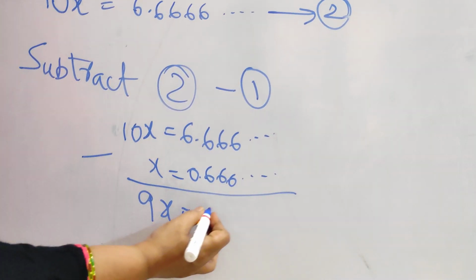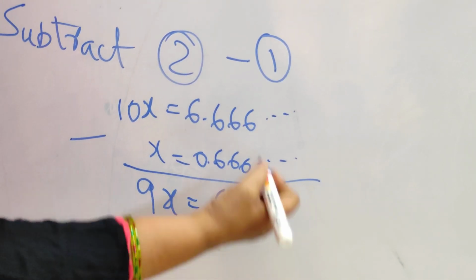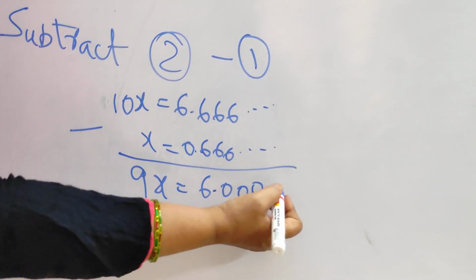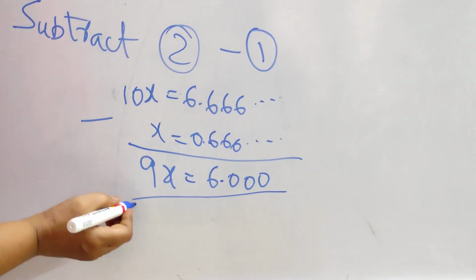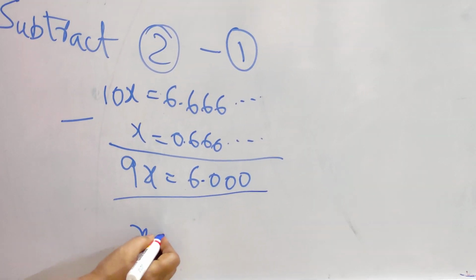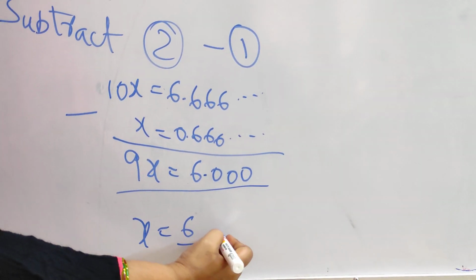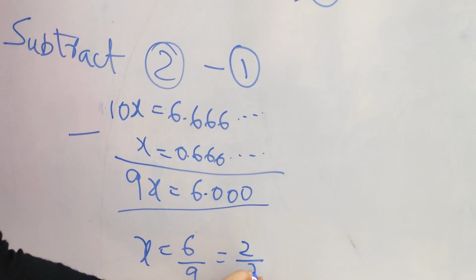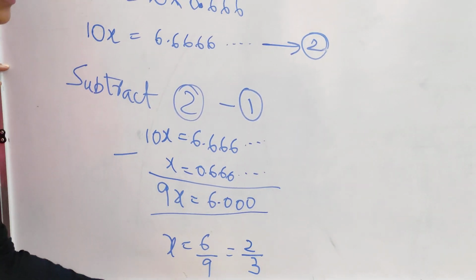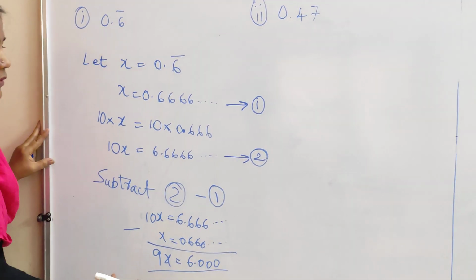9x is equal to 6.000, because when you subtract 6 minus 6, all will become 0. 6 minus 0 will become 6. So what do I get? x is equal to 6 by 9. Now can you cancel this? This becomes 3 2s are 6, 3 3s are 9. So what is it in the form of P by Q? Yes, it is in the form of P by Q. This is how you have to do, children.